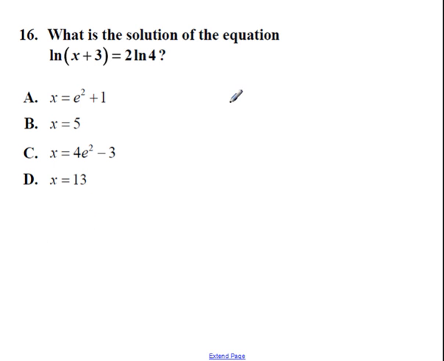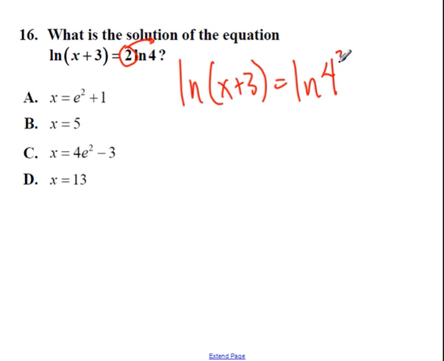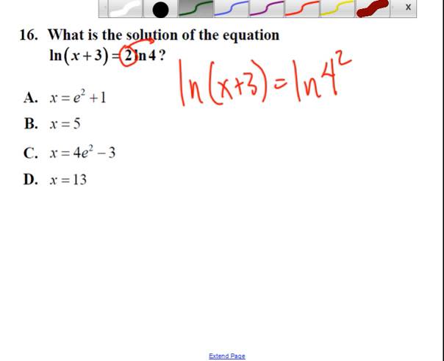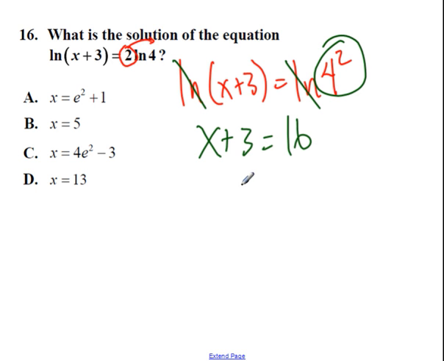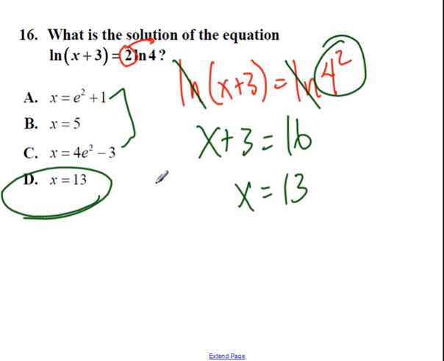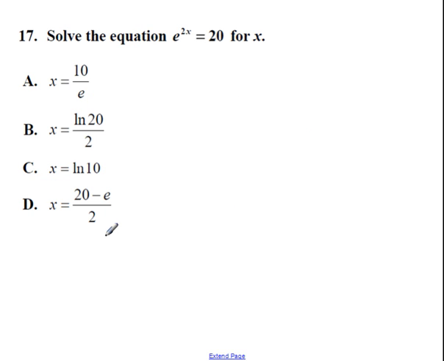Alright, what are our solutions here? We got natural log on both sides, so what I'm going to do is bring this 2 up here and make it natural log of x plus 3 equals log of 4 squared. So now that I have log on both sides, we can just forget about them and think x plus 3 equals 4 squared, which is 16. So x has to just equal a nice easy 13. Right, look at these crazy answers, right? 13, nice and easy. Good stuff.